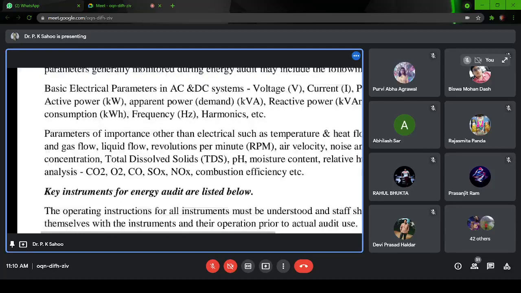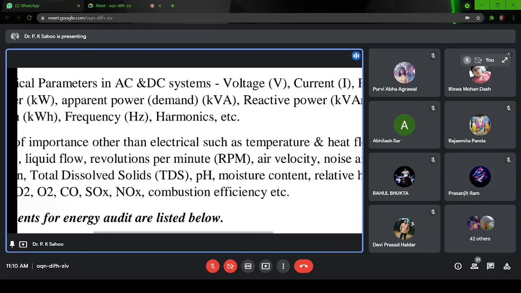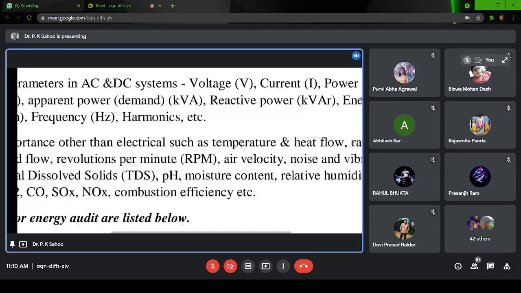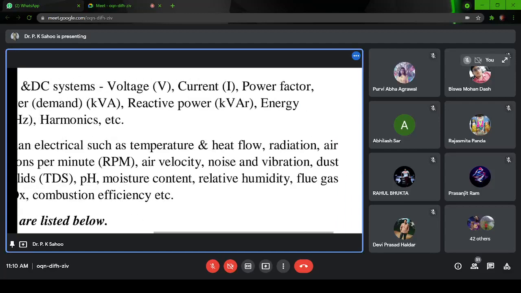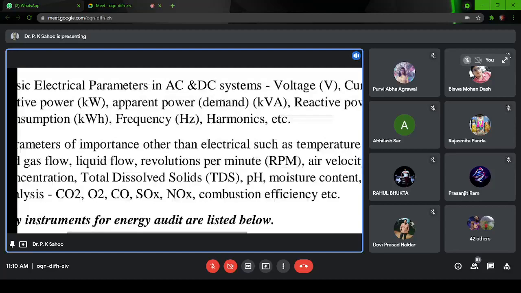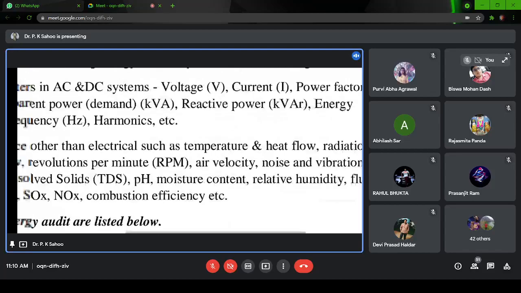What are the basic electrical parameters in AC and DC systems? Okay, in the laboratory, in the previous semesters, the third, second and first semester, you have studied all these things in your laboratory. That is voltage, current, power factor, active power, apparent power, reactive power, energy. You see all these things, and kilowatt hour.